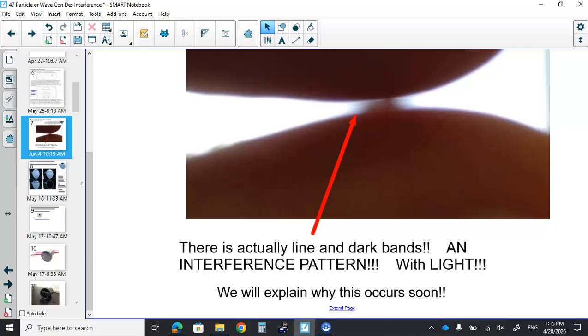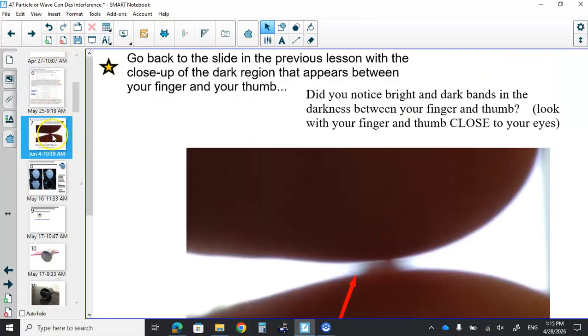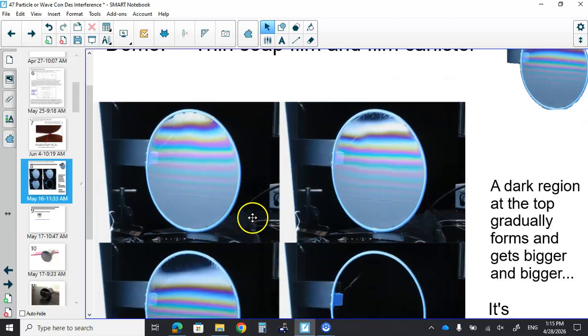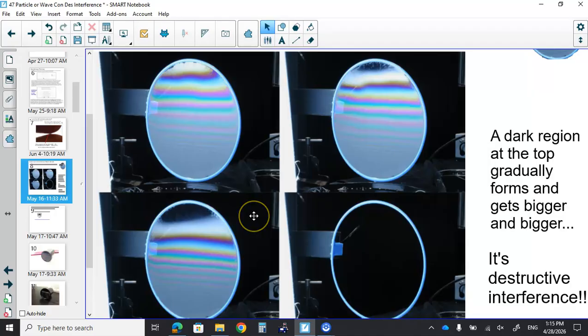So we know a lot about how waves do it, and then we see light doing it. So obviously, more good evidence of the wave nature of light. A demonstration of this, just another way to see patterns of interference of light. This is just a film canister. I don't know if you know what a film canister is even anymore. It's just a little round container, right? With a little cylinder.